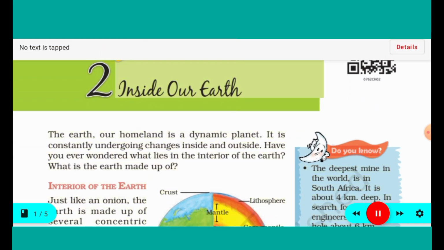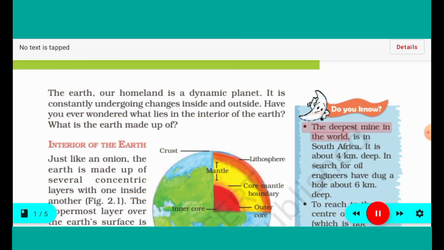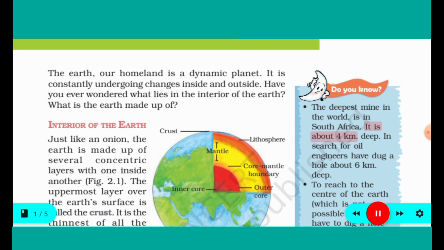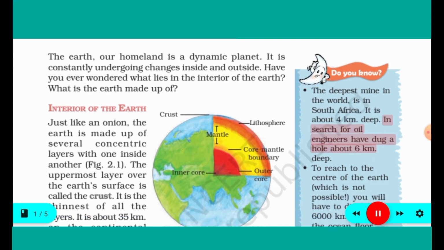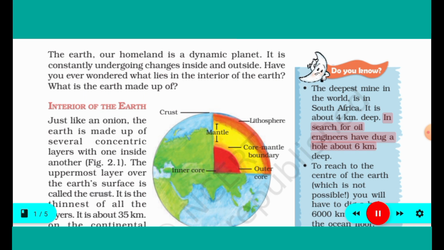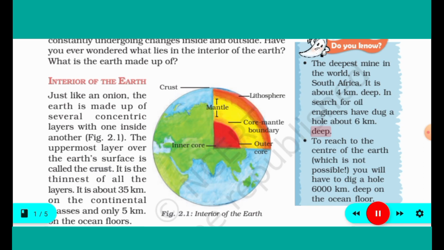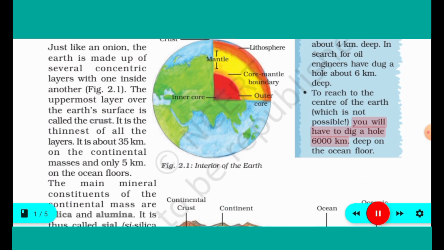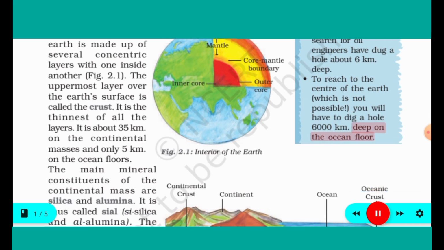Do you know? The deepest mine in the world is in South Africa. It is about 4 kilometers deep. In search of oil, engineers have dug a hole about 6 kilometers deep. To reach the center of the Earth, which is not possible, you will have to dig a hole 6,000 kilometers deep on the ocean floor.